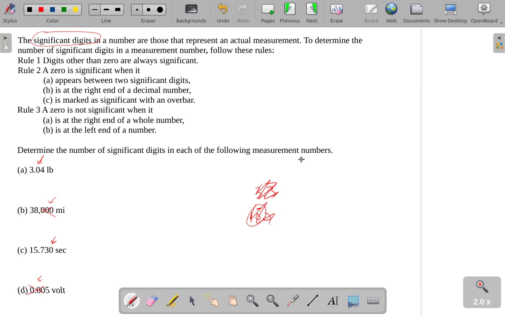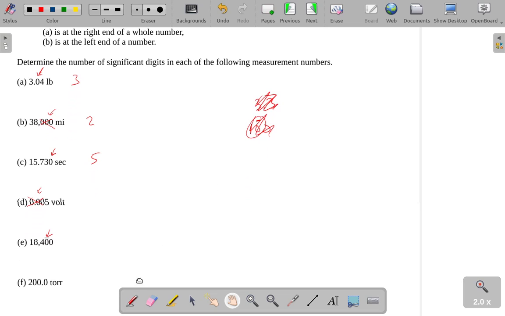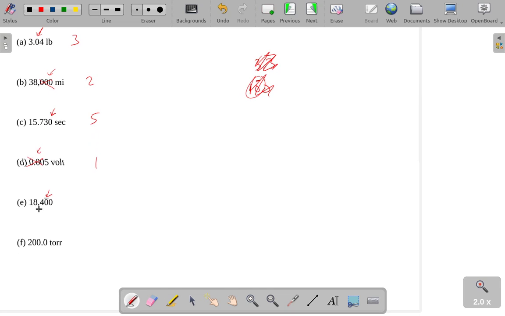So if we want to determine the number of significant digits of these following measurement numbers, this one has 3 significant digits. The 0 being between the 3 and the 4 means it's significant. This one only has 2, the 3 and the 8. This one has 1, 2, 3, 4, 5 significant digits. That ending 0, since it occurs after the decimal place, is significant. Basically, there would be no other reason to have the 0 there other than to indicate significance. That's kind of what we use as our guideline here. 0.005 volts only has 1 significant digit. This 18,400 with the bar over this first 0, we have 1, 2, 3, 4 significant digits here.